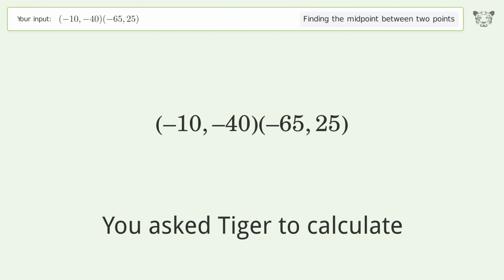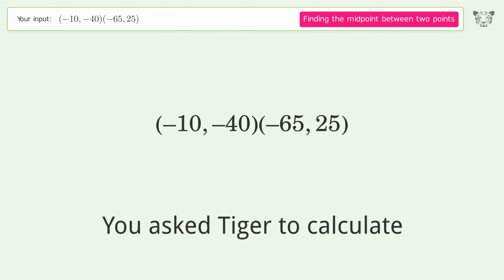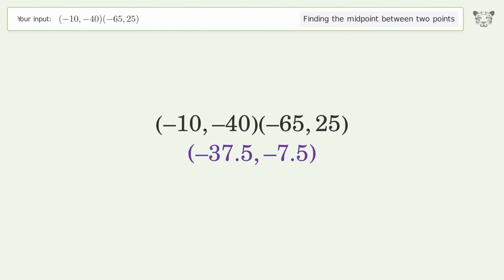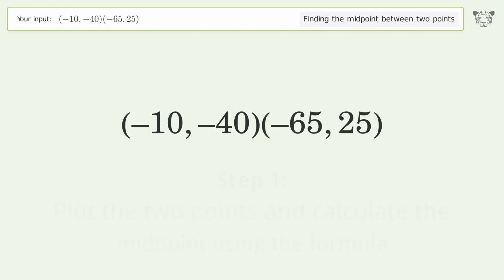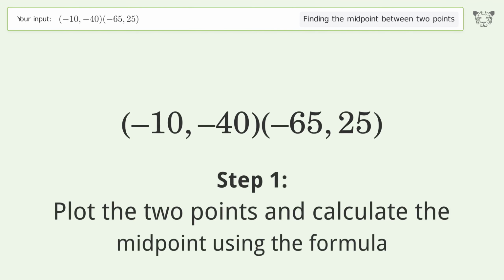You ask Tiger to calculate. This deals with finding the midpoint between 2 points. The midpoint between the 2 points is -37.5, -7.5. Let's solve it step by step. Plot the 2 points and calculate the midpoint using the formula.